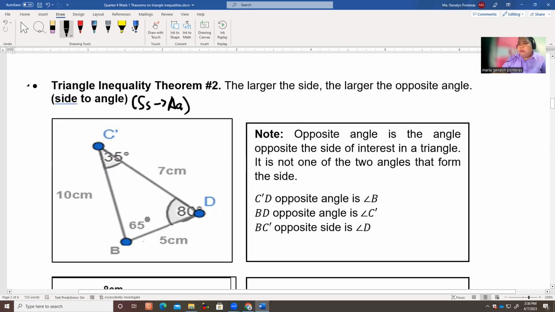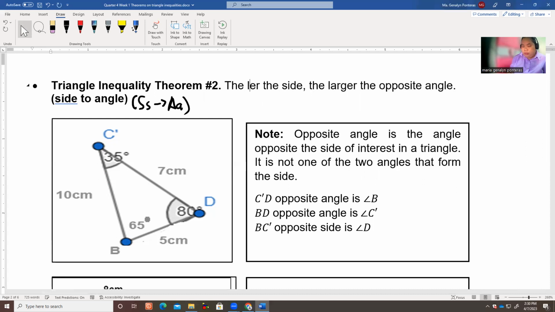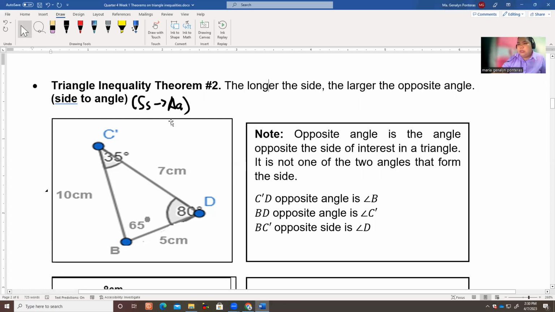So that's the converse of number 1. So sabi naman doon, the longer the side, the larger the opposite angle. So that is side to angle. So vice versa, if the side is longest, its opposite angle is the largest. If the side is the shortest, the opposite angle is the smallest.